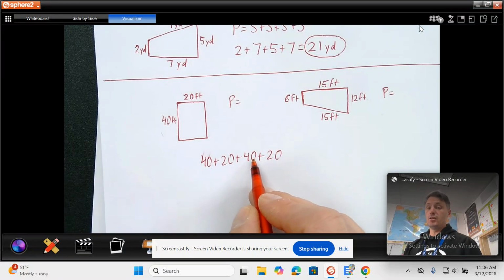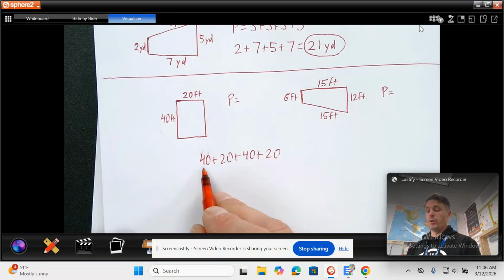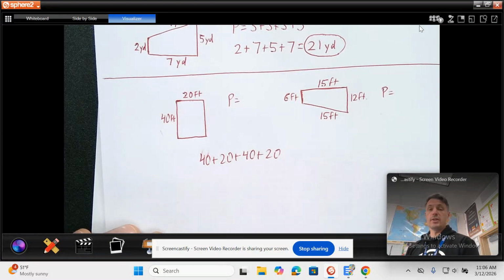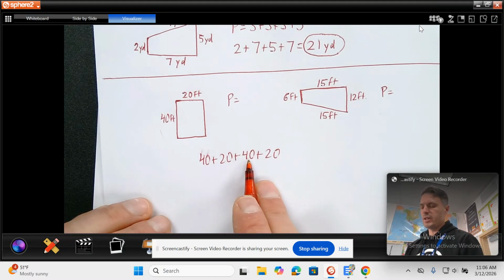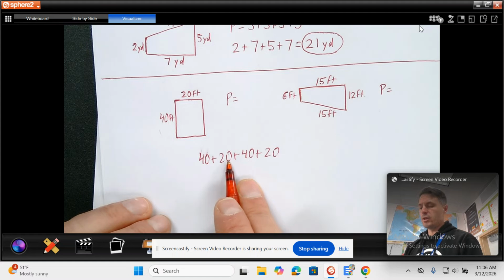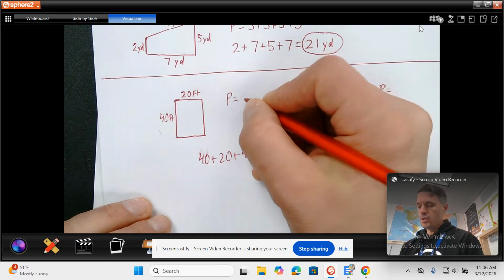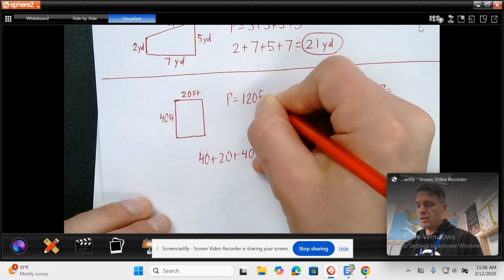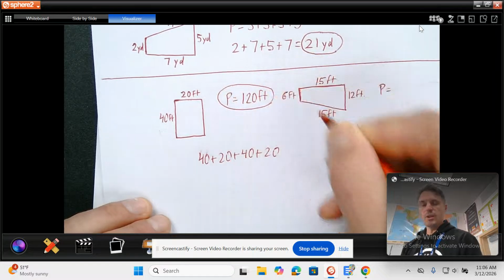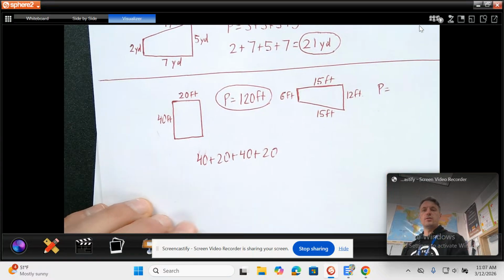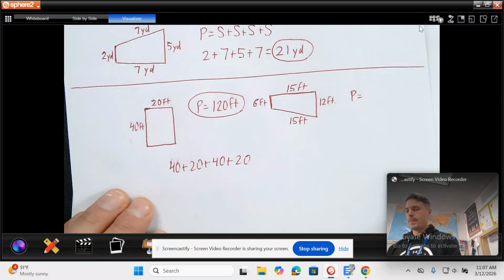And again, when you're adding, you don't have to add in the order that it's written from left to right. You can add in whatever order you want. So sometimes you can find an easier order. So 40 plus 40 is 80, plus 20 is 100, plus 20 is 120. So the perimeter is 120 feet. Great job if you got that one correct. Great job even if you didn't, as long as you did your best.